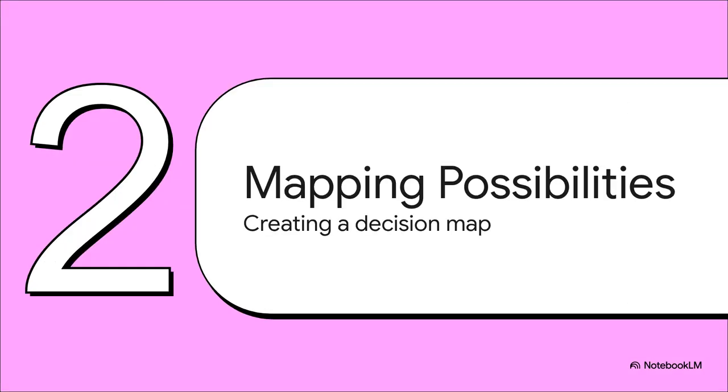Okay, next up, mapping the possibilities. We're going to turn our limits into an actual decision map. So, how do we even start to untangle this mess? Well, the great thing is we don't have to guess. Instead, we're going to literally build a visual map of every single production plan that is even possible.